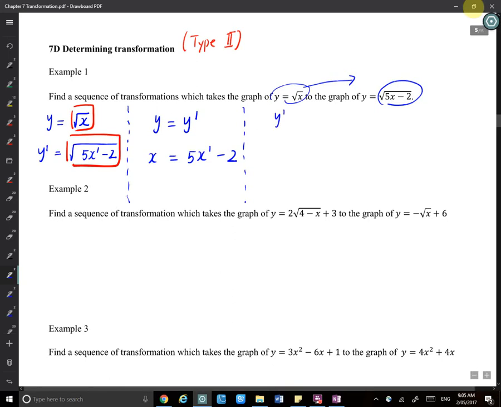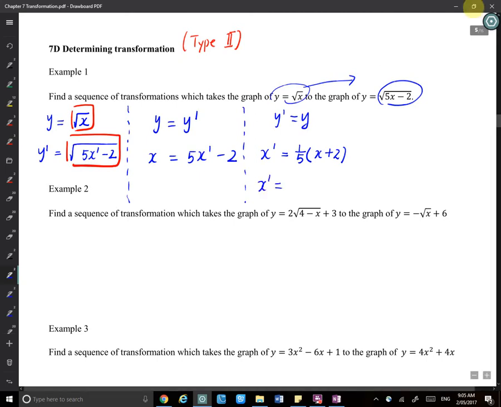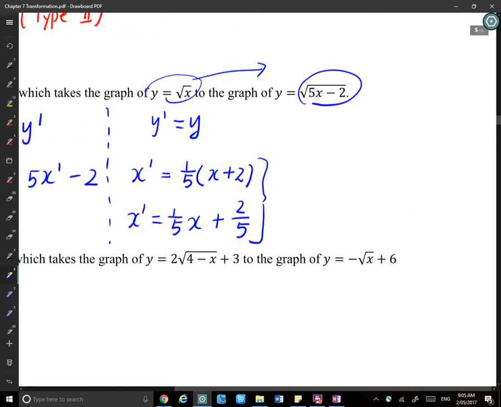So y dash just equals y. And x dash equals 1 over 5 times the bracket x plus 2. x dash will also equal 1 on 5 x plus 2 on 5. Why do I have those two different notations? I'll explain that.